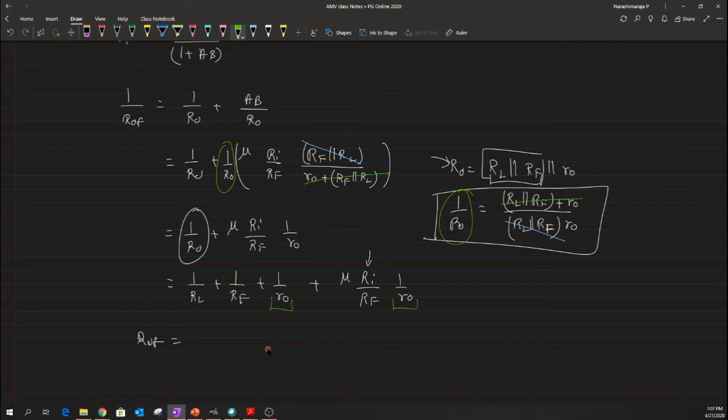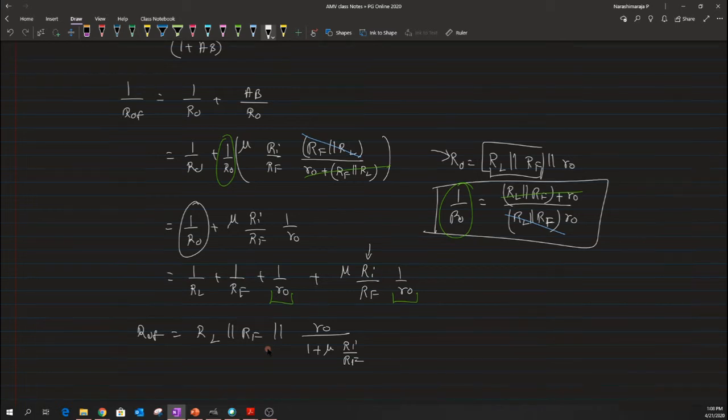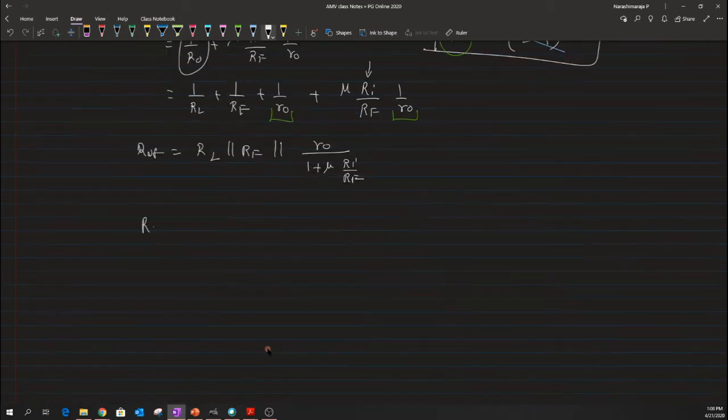Okay. So let us use these quantities in order to combine, and doing so the value of ROF can be written as something like RL in parallel with RF in parallel with R naught divided by 1 plus mu times that of Ri divided by Rf. So this is what I have, and from here one could evaluate the value of R out again by using the same math.